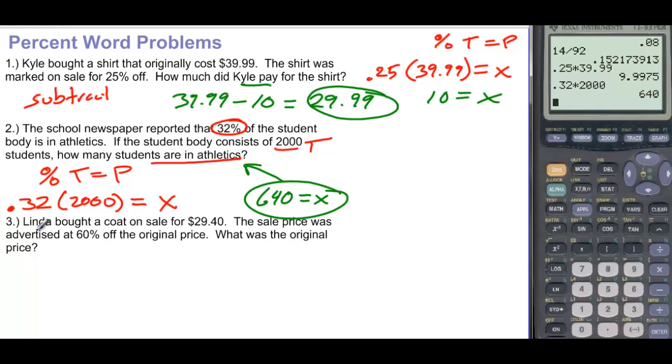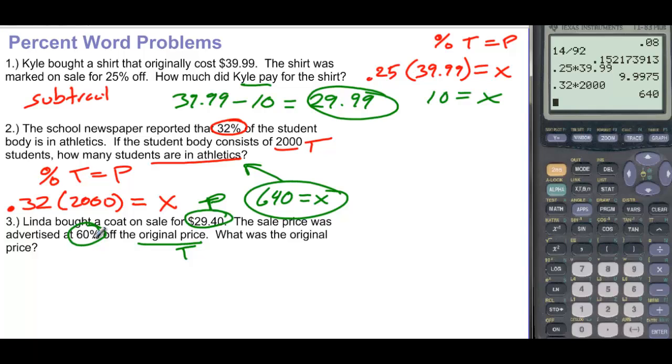Okay, last example here for word problems. Linda bought a coat on sale for $29.40. So I'm guessing that's the total. The sale price was advertised as, oh, actually not, 6% off the original price. So the original price is the total, and the sale price is the partial. So you're only paying for a portion of the total. So that's the new part, that's the original total, and it's 6% off.